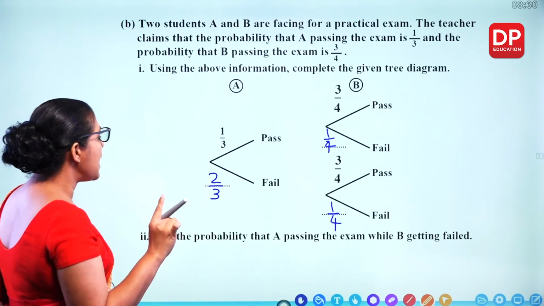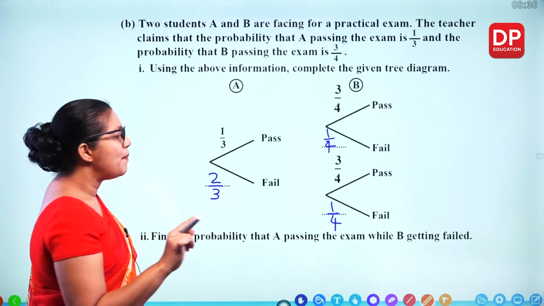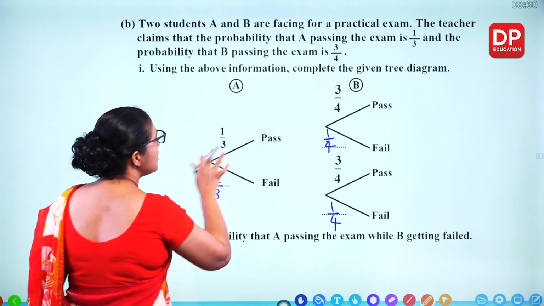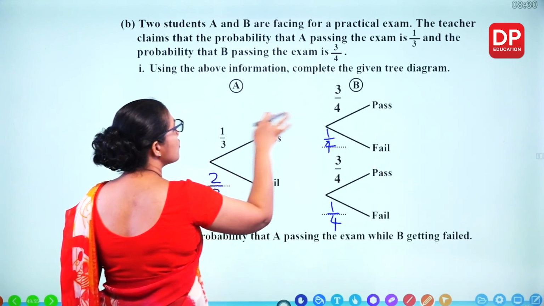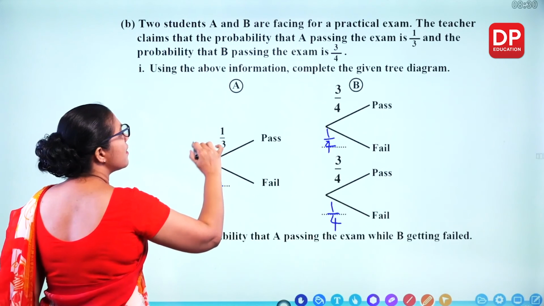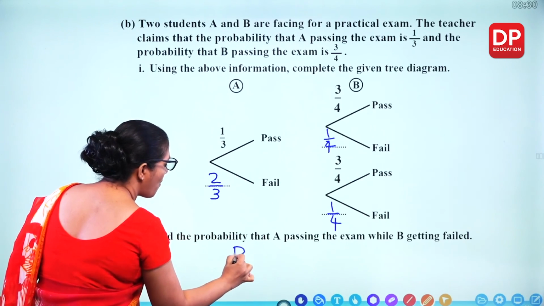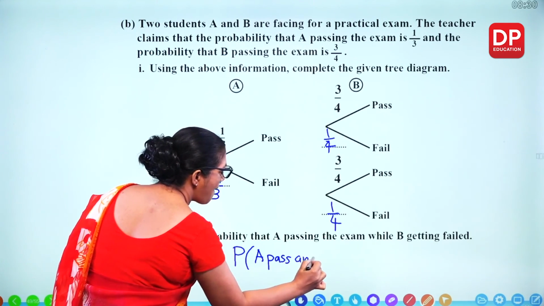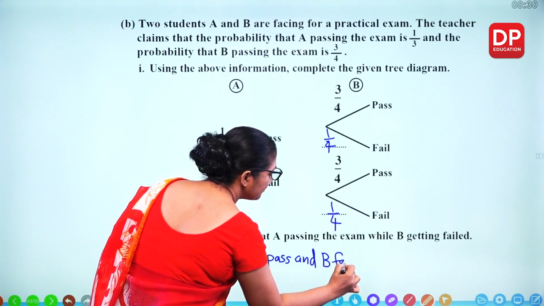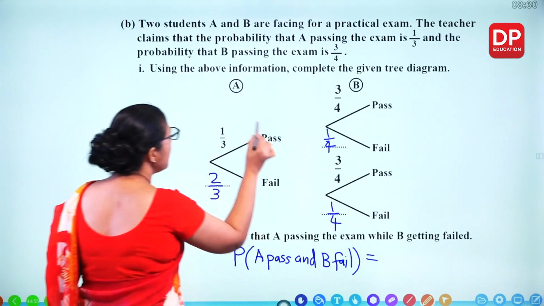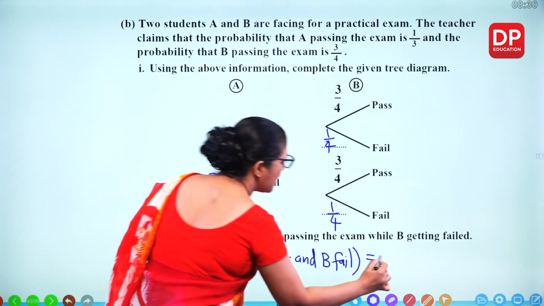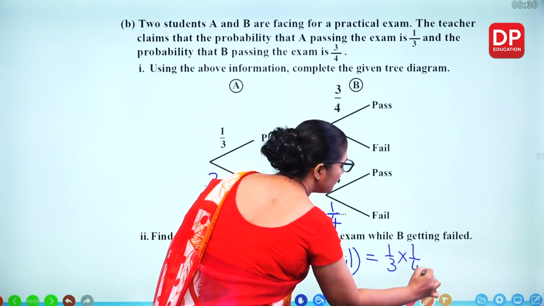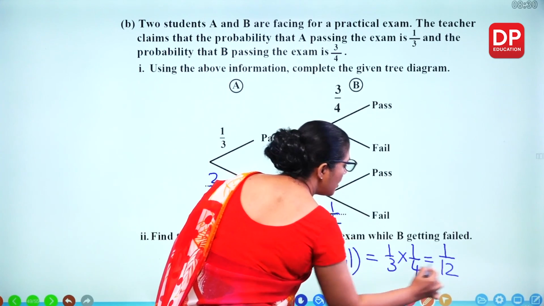Find the probability that A passing the exam while B getting failed. So passing A, that's this path, failing is this path. So this is the correct path. So we can write probability of A pass and B fail. So what's the correct path? 1/3 times 1/4. That becomes 1/12.